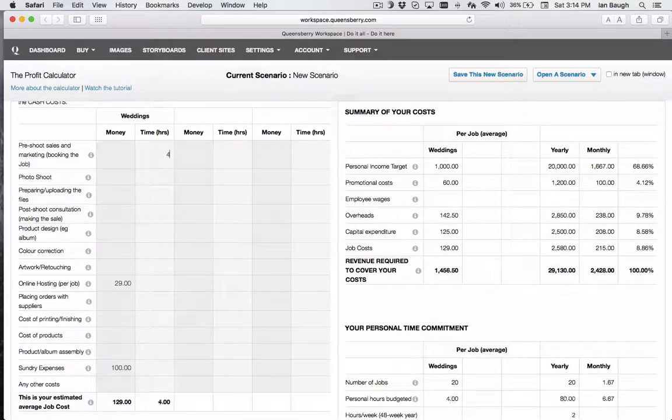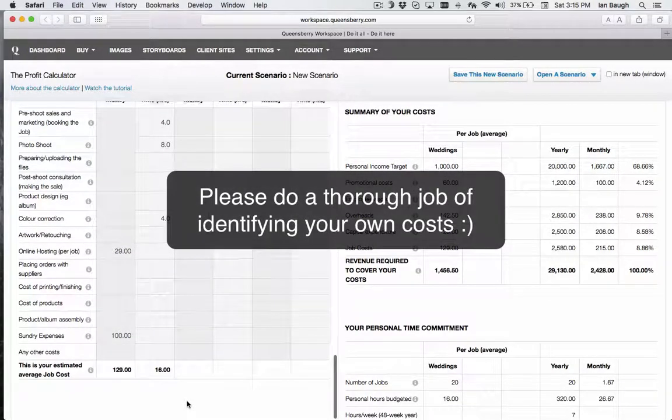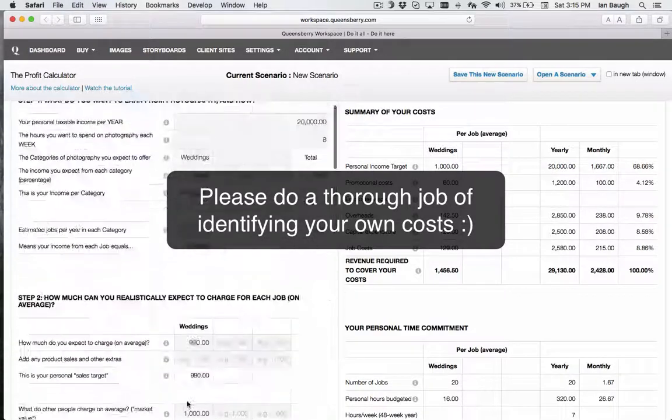So I'm going to allow, in a fairly random way, half a day for pre-shoot sales and marketing. In other words, consulting with my customers and also with the people who don't end up booking. And since I'm shooting a wedding, I'll allow a day for the shoot and maybe another day for correcting the files and so on prior to uploading. So my job costs are $129 in cash and 16 hours. And that completes my gathering of all of the data here.